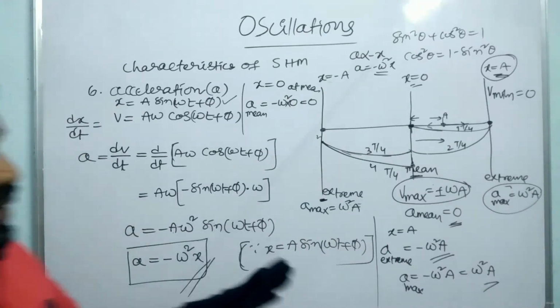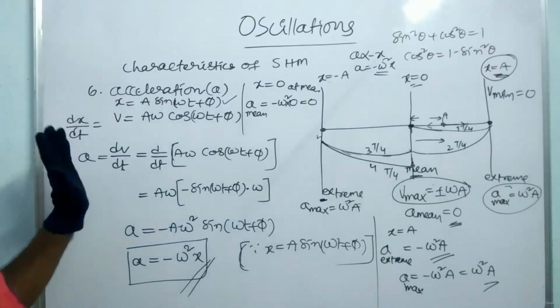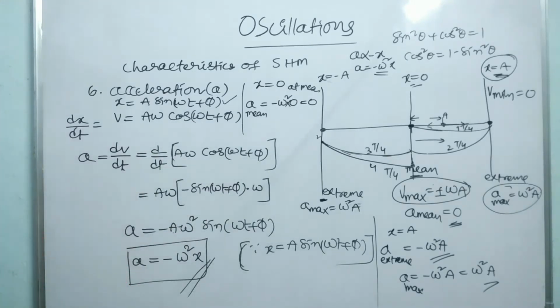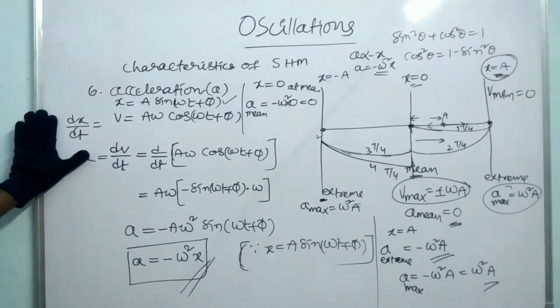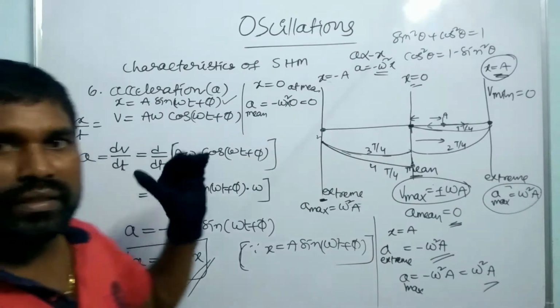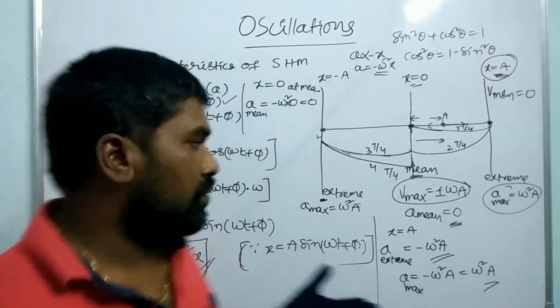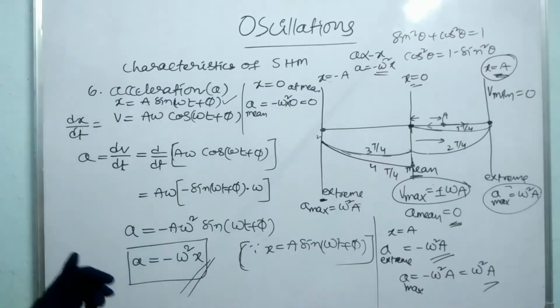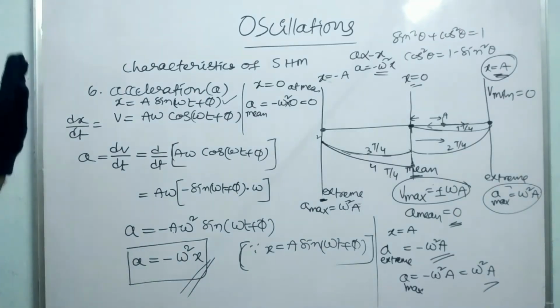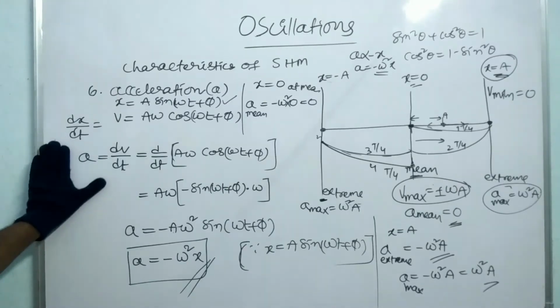So this is clear. This is a clear idea about the characteristics of a simple harmonic motion particle. Okay, right? So now let us see the graphical representations of A and X, F and X, and V and X. Let us see the graphical representations in case of acceleration and displacement, velocity and displacement, and also force and displacement.